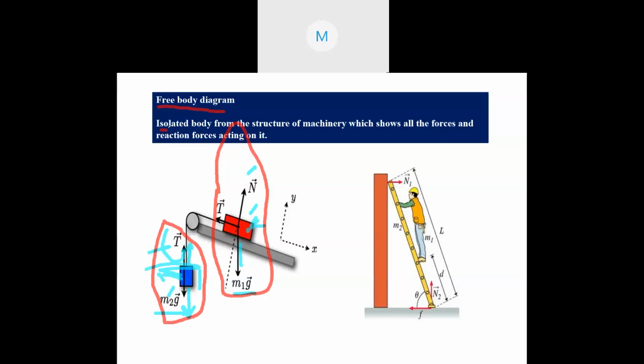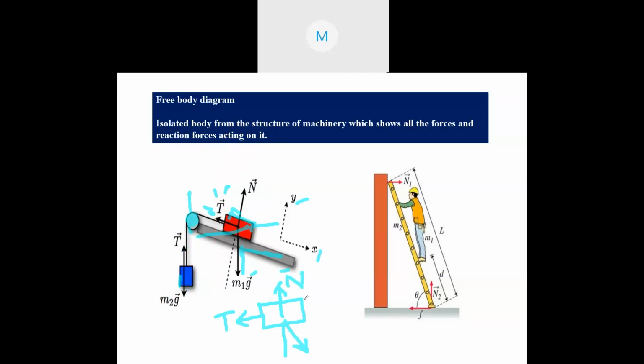Look, isolated body. The body is isolated. That means this is, suppose, a body. It is isolated from the structure of machinery or anything, which shows all the forces. So it is showing all the forces and reaction forces acting on it. So this is what we draw, the free body diagram. We have isolated it and we drew the free body diagram of this here. Okay, so in this way we drew the free body diagram. Clear, everyone? Suppose this man is hanging from this ladder. So here also there will be a free body diagram in this way.